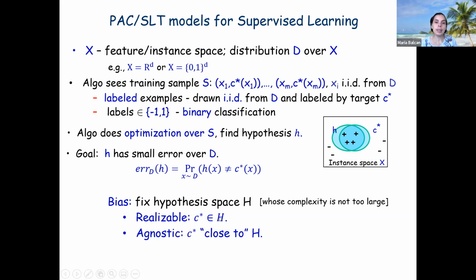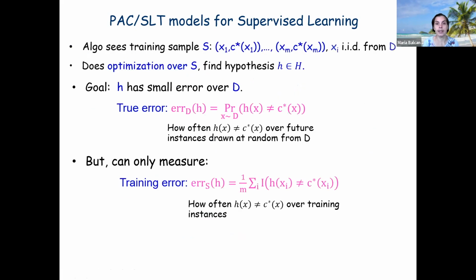Of course, more relevant in practice is the agnostic case, where we don't assume that the unknown target function really belongs to the search space H, but we assume it is somehow close to the search space, and we're then just computing the best function in H. So there are the realizable case and the agnostic case.